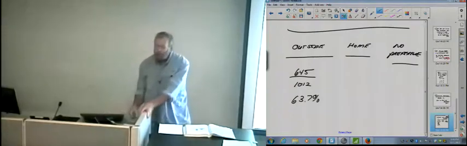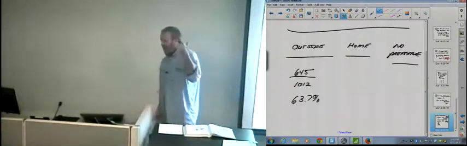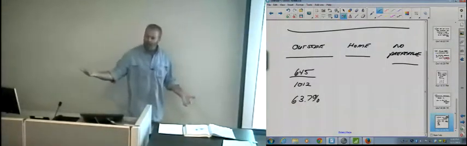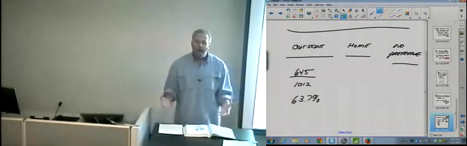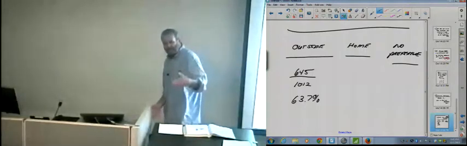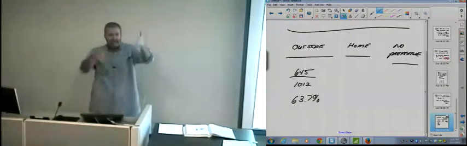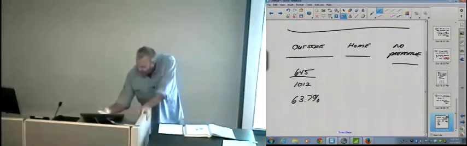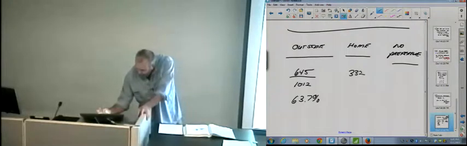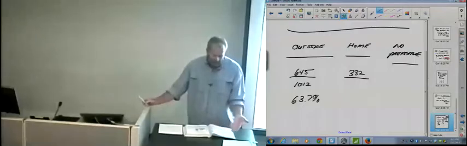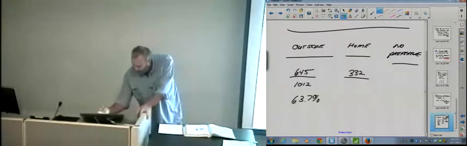63.7%. Now look, when you punch 645 divided by 1,012 in the calculator, you're going to get 0.637. Move the decimal place 2 to the right. Now, what about home? What about the ones that said stay at home and care for house and family? How many individuals in this table said that? That's the second column, right? And there's a total number of 332 there. So what's the percentage that said that? If there's 332, it's out of the total number of 1,012.